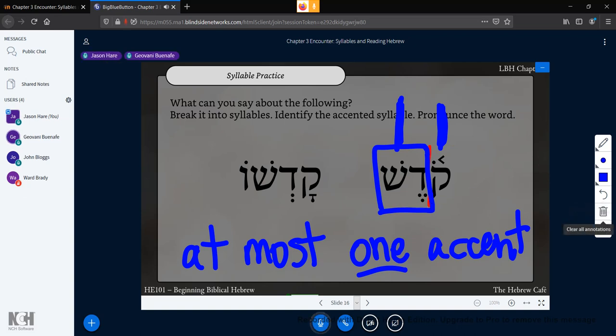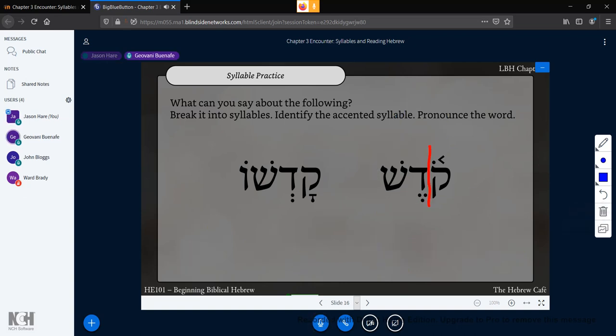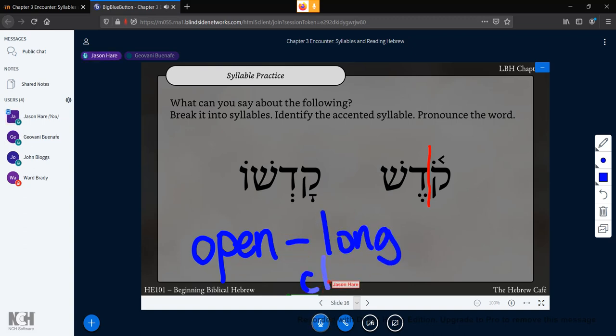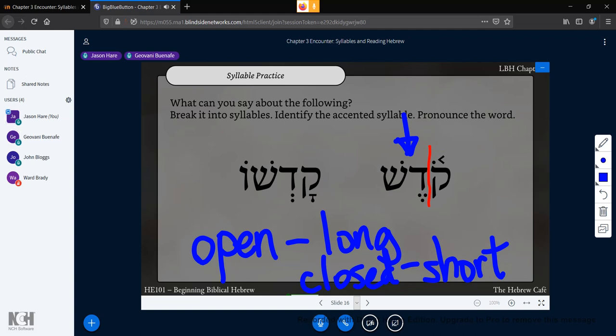Yeah, so for an accent. For unaccented syllables, open, long; closed, short. A short vowel. So that must be a short vowel, right? We can't have a tsere in the syllable. It can't be there. Kamatz cannot be there unless it's kamatz katan.